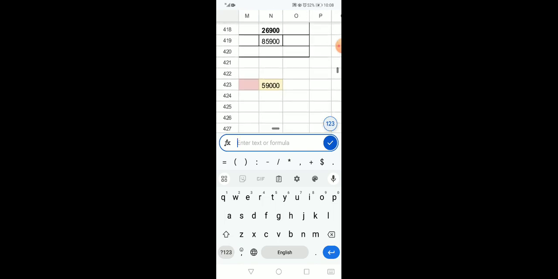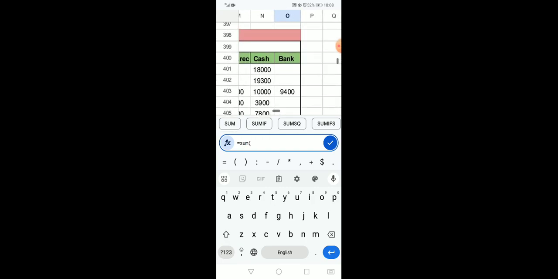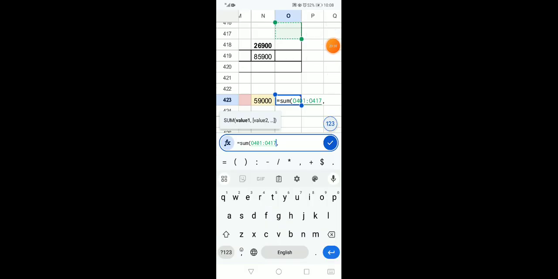Repeat the procedure for the credit side. Here you will write the sum of all amounts present on the credit side of the bank. This is the credit side of the bank, and you will write on your calculator all amounts present on the credit side of the bank column. Here you will get the sum of the credit side.